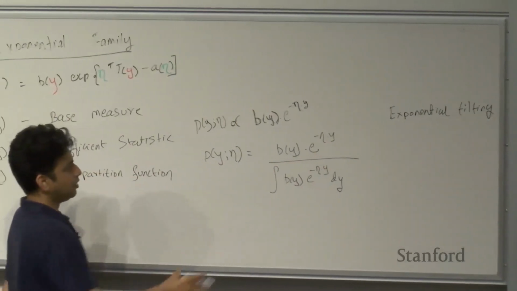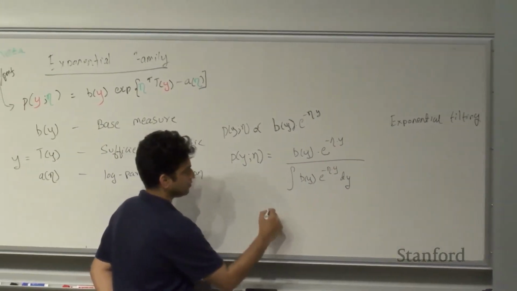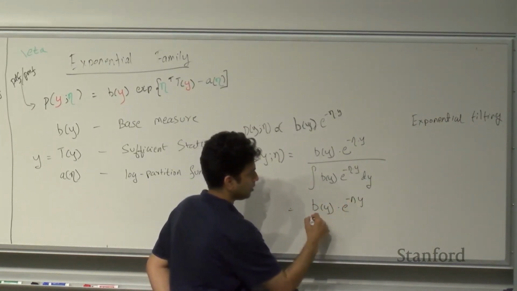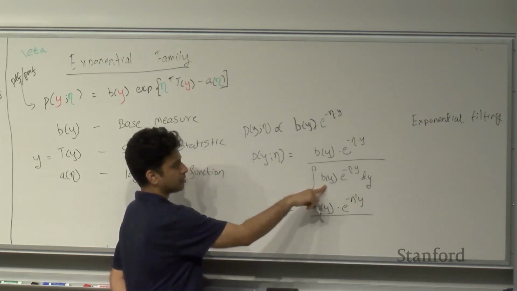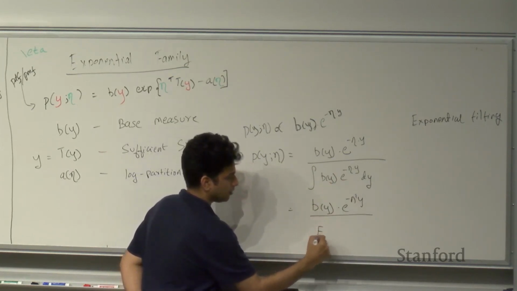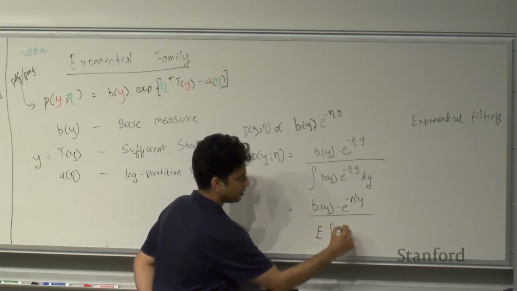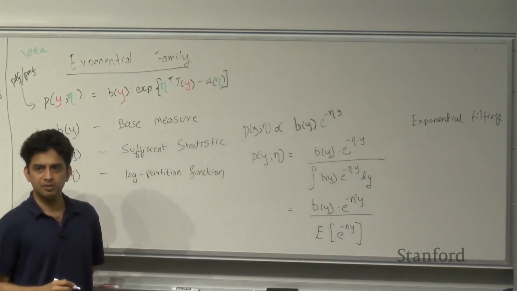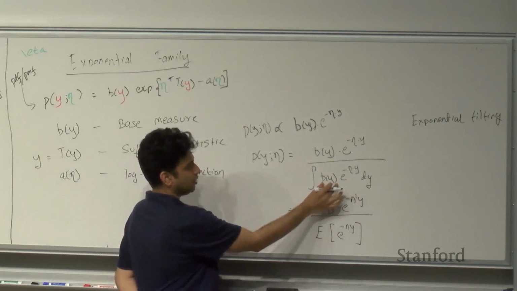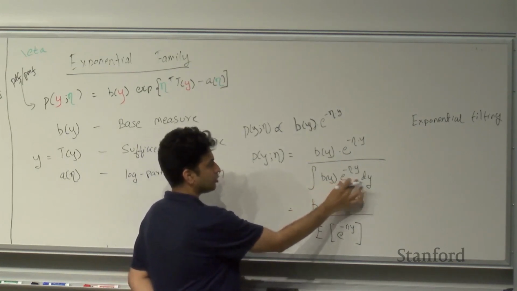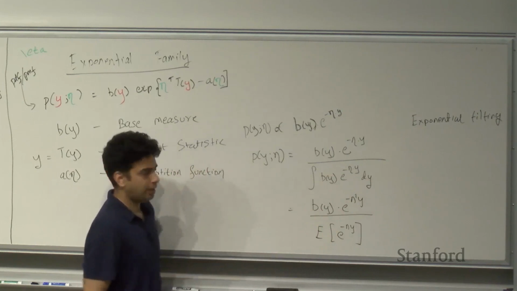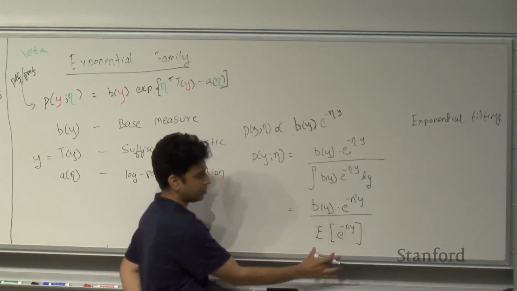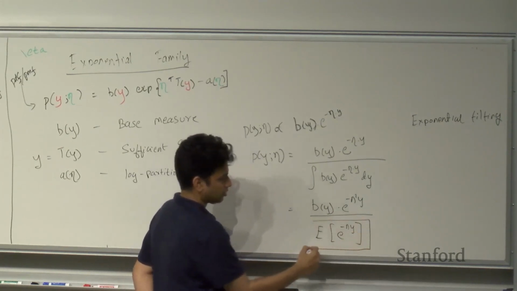Right? And now what is this? This is b of y times e to the minus eta transpose y, and this is just the expectation of e to the minus eta transpose y. Right? Does that make sense? This is just the definition. So this is the density, and this is some function, and you're integrating out. So this is the expectation, and this also happens to be called... It's a log partition function, but just this form alone is also called the moment generating function.